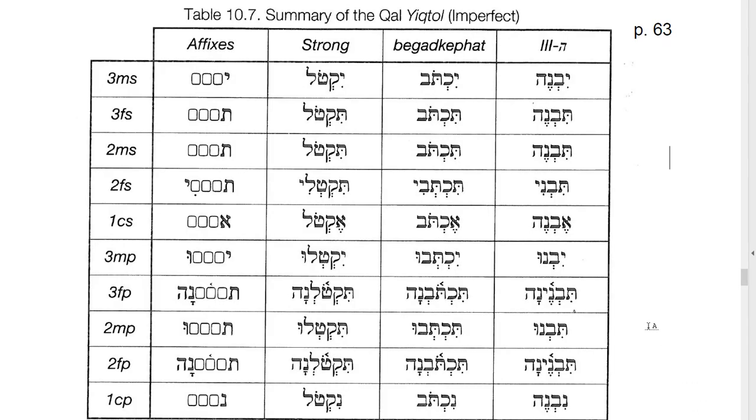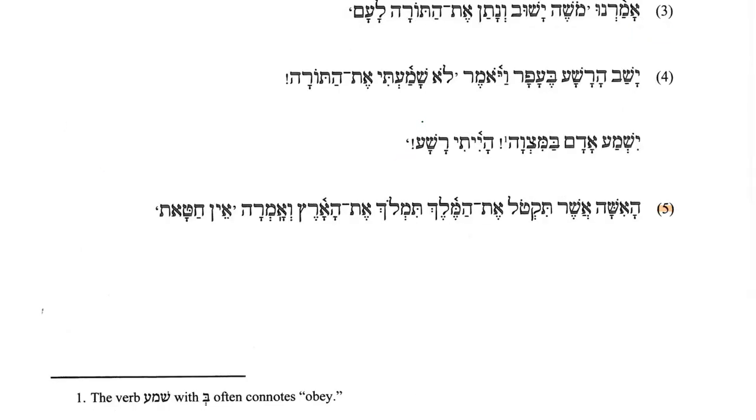We'll come over to the textbook and look at our chart on page 63, and this is a strong verb. In fact, we have the root katal right here, and we see that we have tiktol here and here. So it can be a third feminine singular or a second masculine singular, and context will determine that. In this case, because we're talking about a woman, I'm assuming that we're looking at third feminine singular. So we have a Qal Yiqtol. That's what this table is. Let's come back over here now.